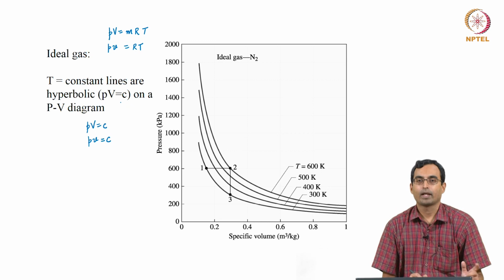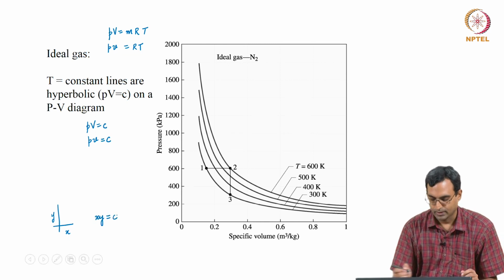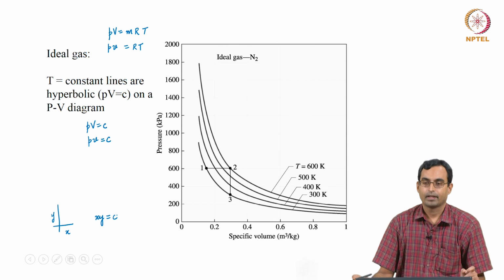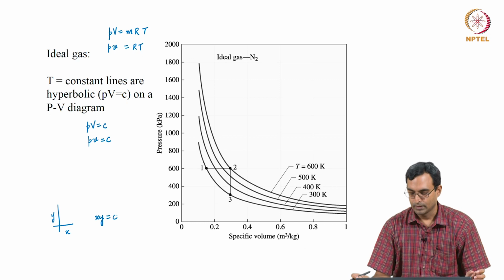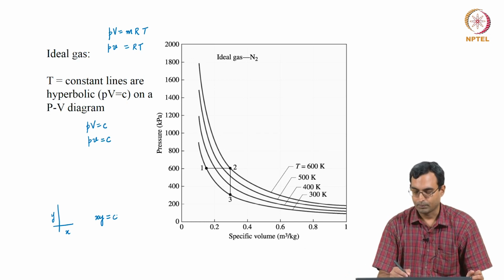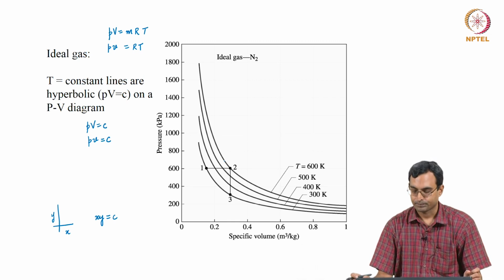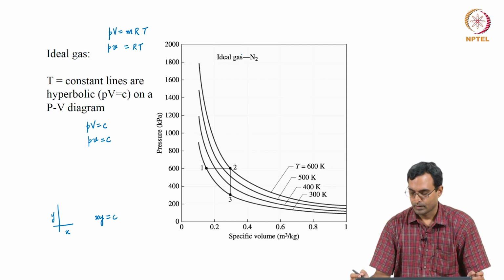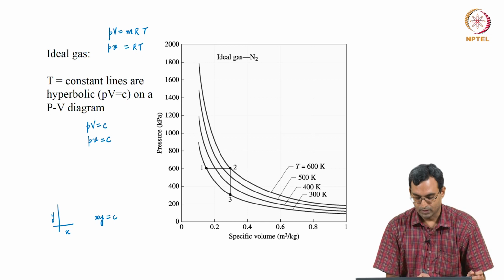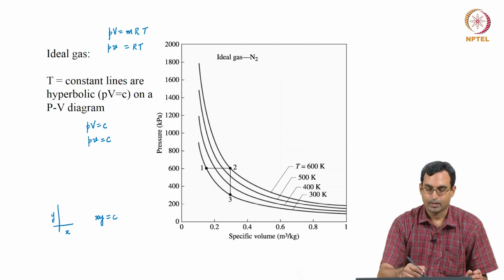If we are looking at a y versus x plot, we know that xy = constant is the equation of a rectangular hyperbola. Similarly, on a PV diagram, PV = constant represents a rectangular hyperbola, and we have these hyperbolic curves which represent the isotherms on a PV diagram for an ideal gas. This example shows an ideal gas which is nitrogen. So, we have xy equal to constant, and the constant here is essentially m times R times T.